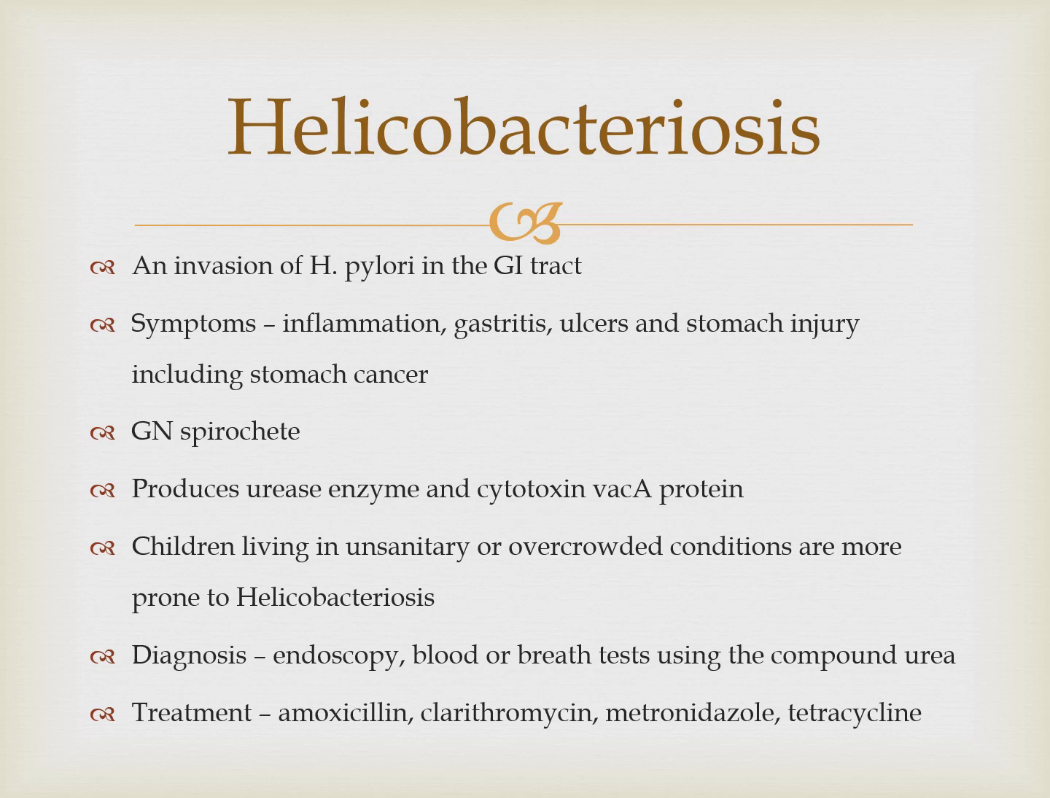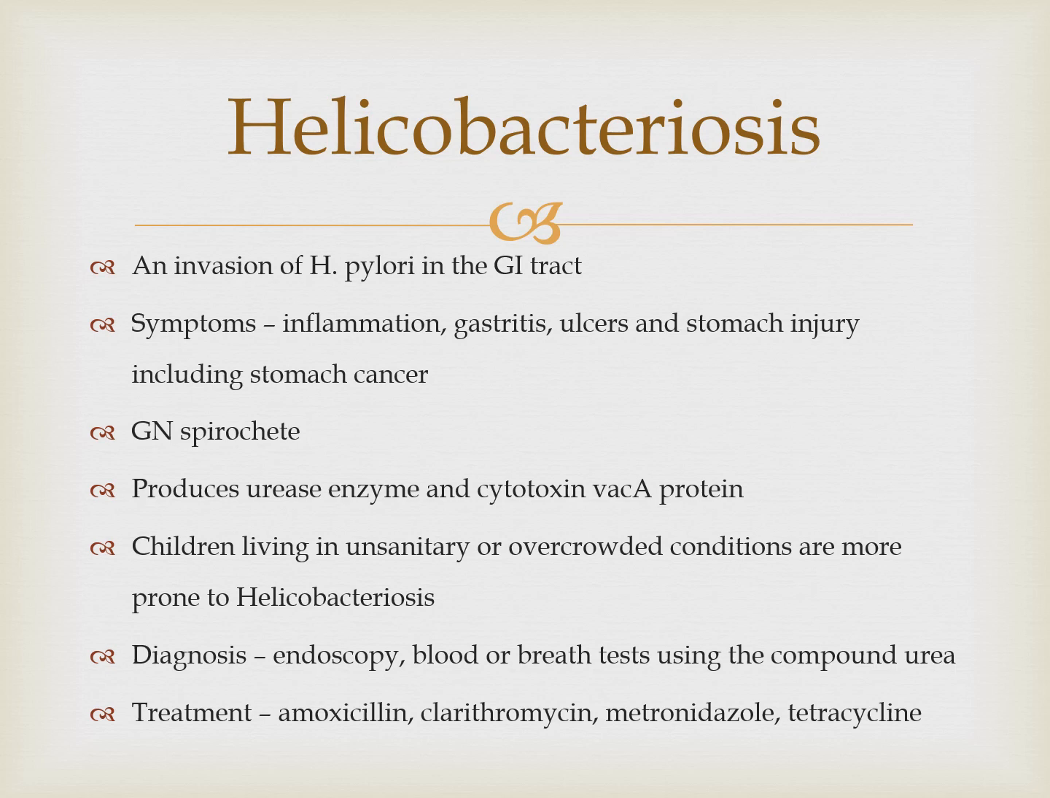Helicobacteriosis is an infection of the gastrointestinal tract with Helicobacter pylori. It causes inflammation of the stomach lining. Some symptoms of helicobacteriosis are inflammation, gastritis, ulcers, and stomach injury, including stomach cancer. It's a gram-negative spirochete and produces the urease enzyme and cytotoxin VacA protein. Children living in unsanitary or overcrowded conditions are definitely more prone to getting helicobacteriosis.